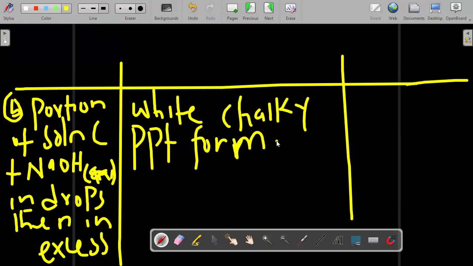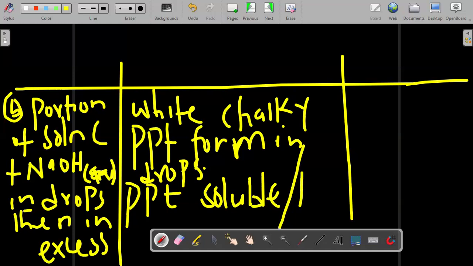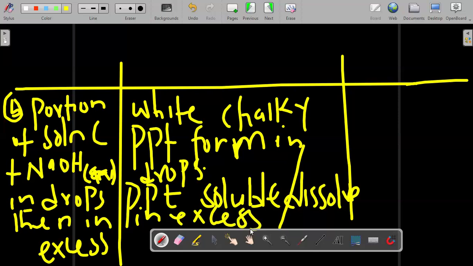So that's when you add it in. You can put it in drops. Full stop. Then what about the excess? You now say PPT soluble, or some people can use the word dissolve. Soluble or dissolve in excess. Okay? Soluble or dissolve.